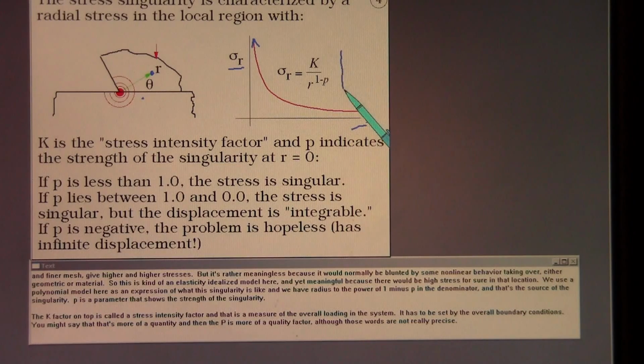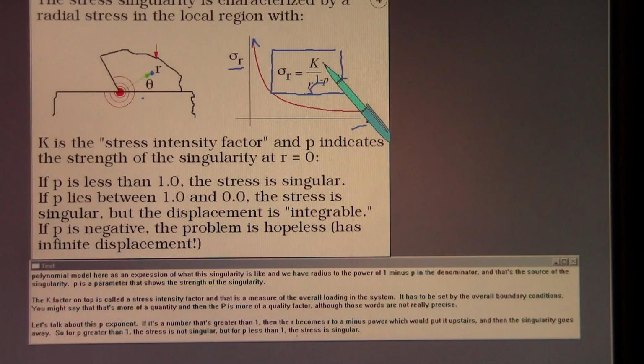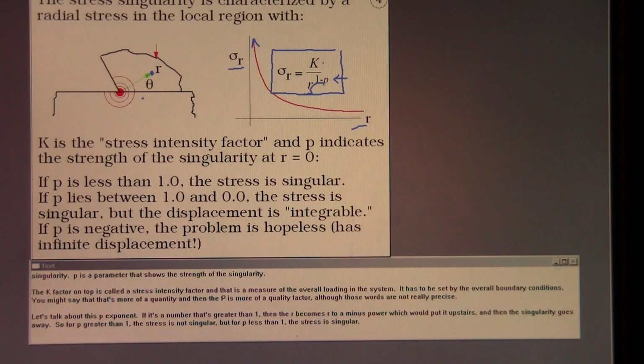We use a polynomial model here as an expression of what this singularity is like. We have radius to the power 1 minus p in the denominator, and that's the source of the singularity. P is a parameter that shows the strength of the singularity. The K factor on top is called a stress intensity factor, and that is a measure of the overall loading in the system. It has to be set by the overall boundary conditions. So you might say that that's more of a quantity, and then the P is more of a quality factor, although those words are not really precise.